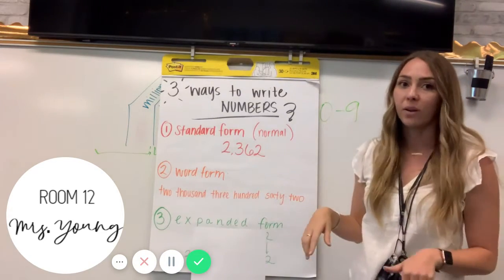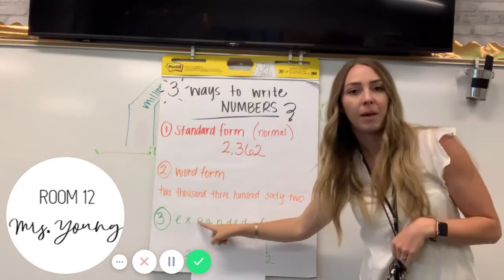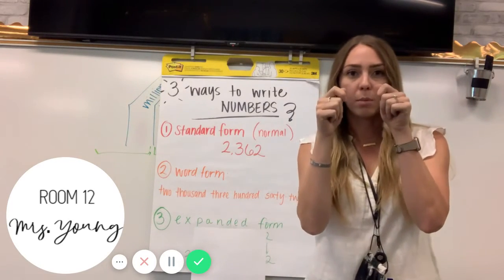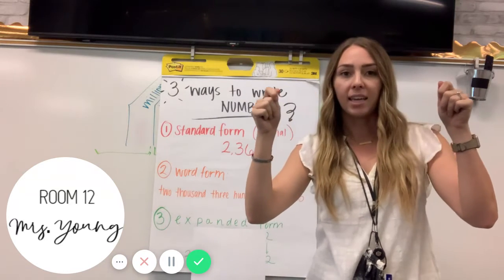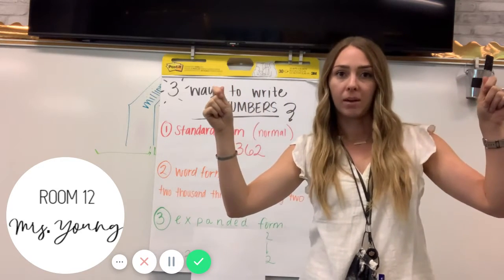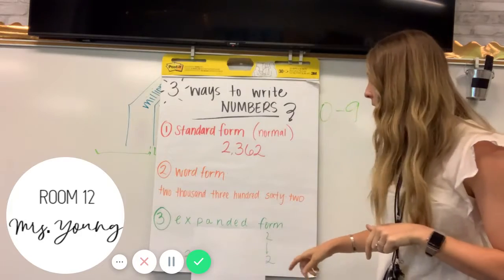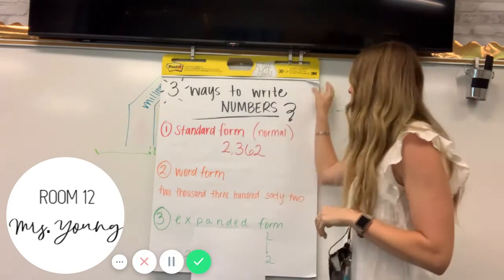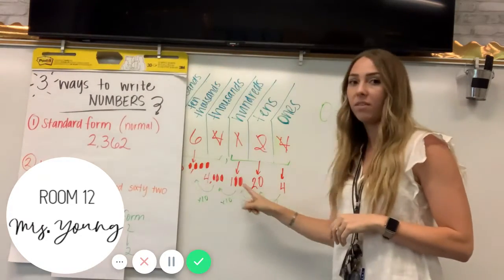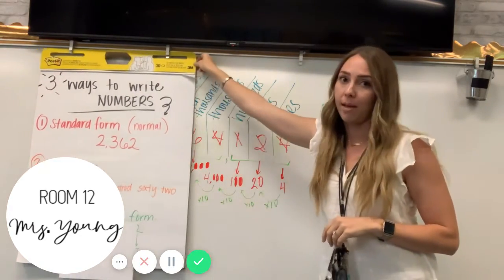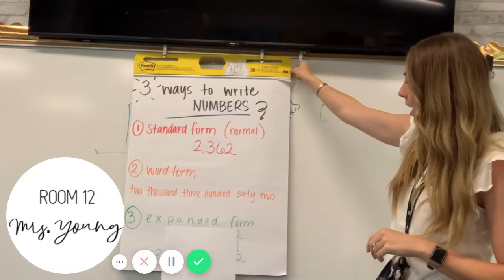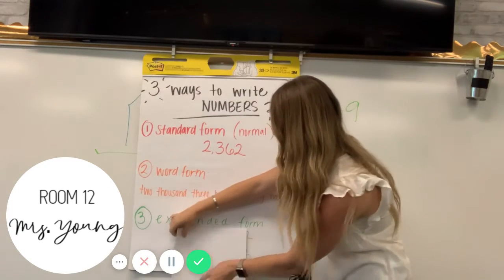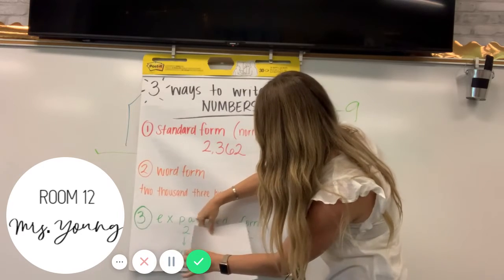And then the third way you can write a number is called expanded form. And when you expand something, imagine I'm holding a rubber band and I expand it, it's getting bigger and bigger and bigger. That's exactly what we do with the number. We write it, but we stretch it out into all of its little pieces, and this is where the value of the numbers comes into play. So if we look at my sample number, I used this one, we're going to write the value of each of those numbers.